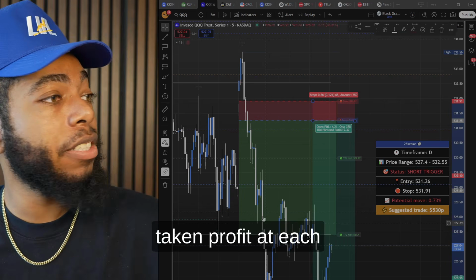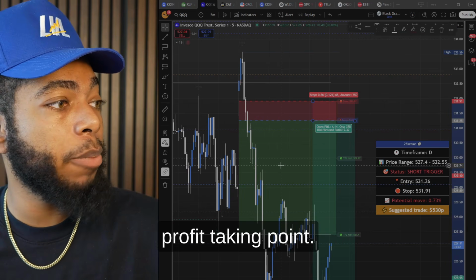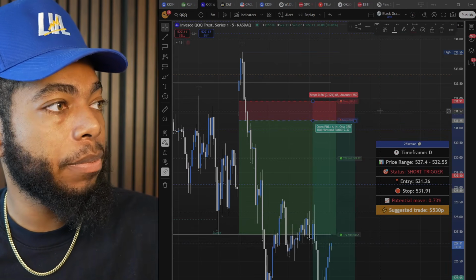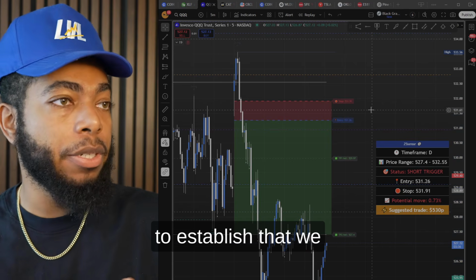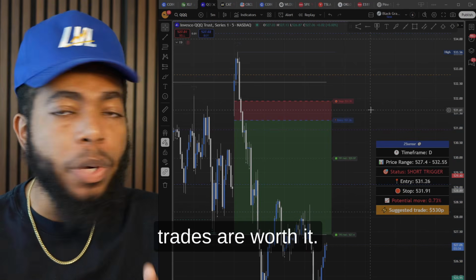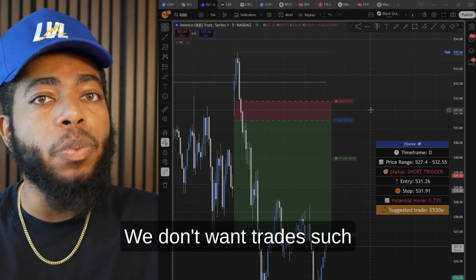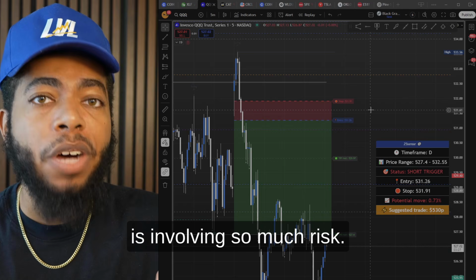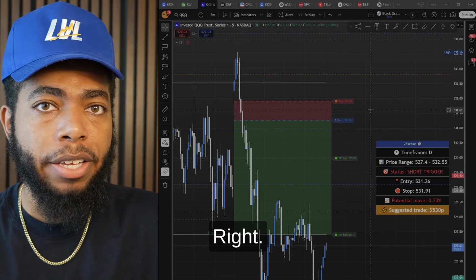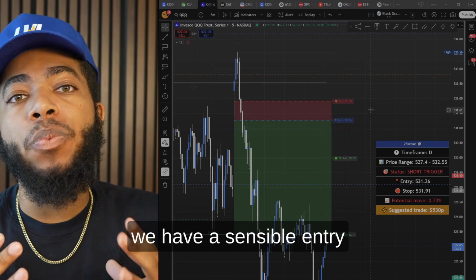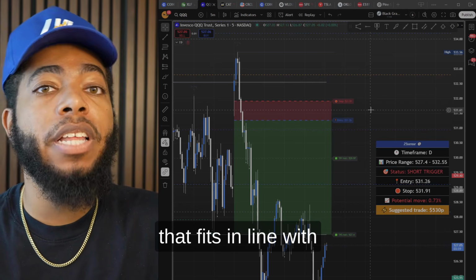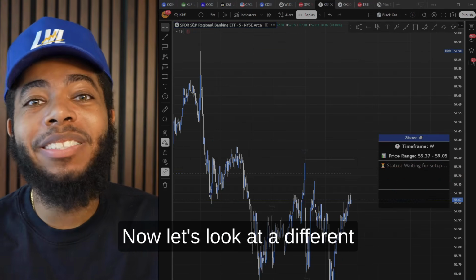We would have likely just taken profit at each profit taking point, but just look at all the bonus that we were given in this specific trade. But that's what we want to establish, that we can better identify what trades are worth it. We don't want trades such that the potential reward is involving so much risk, right? We want the trades that we have a sensible entry and a sensible exit that fits in line with our risk management. Now let's look at a different example.